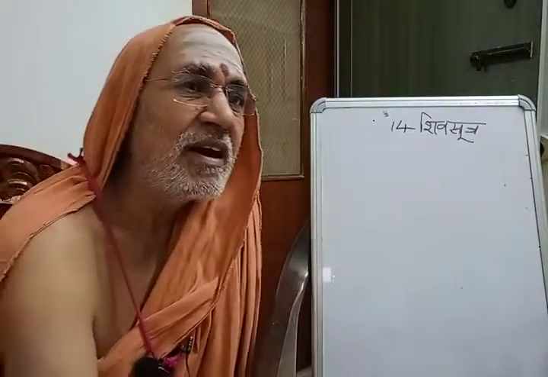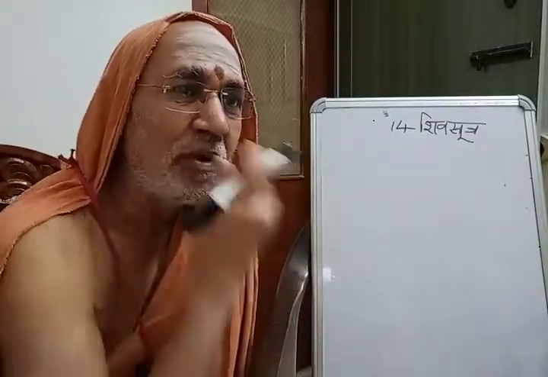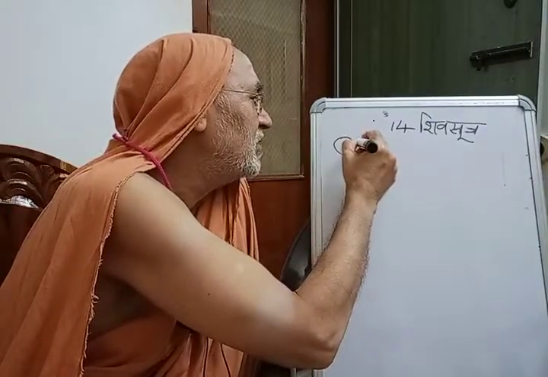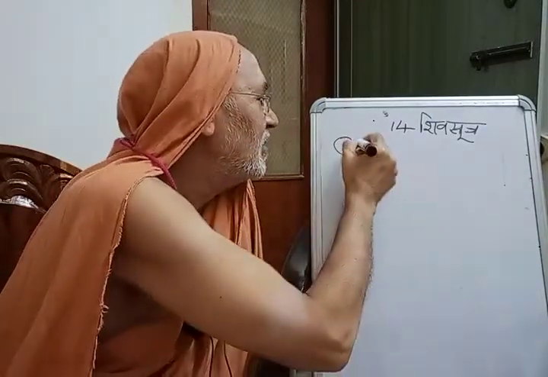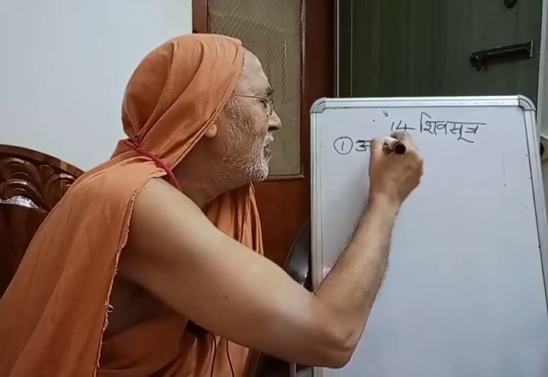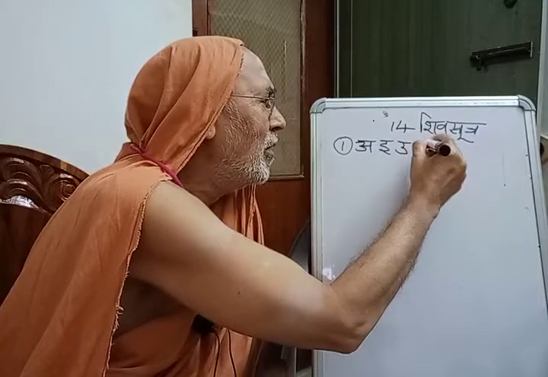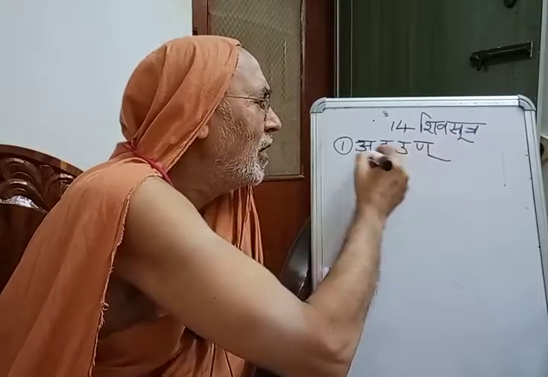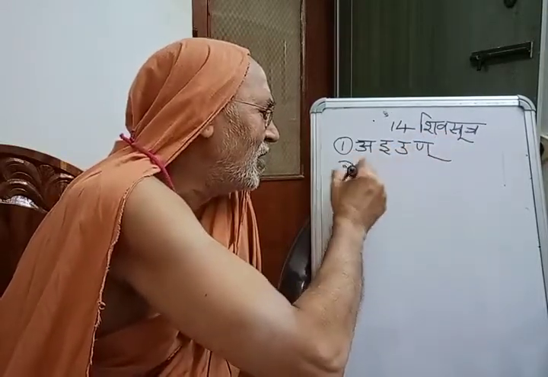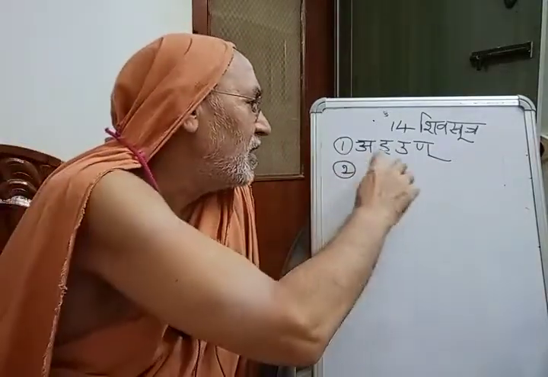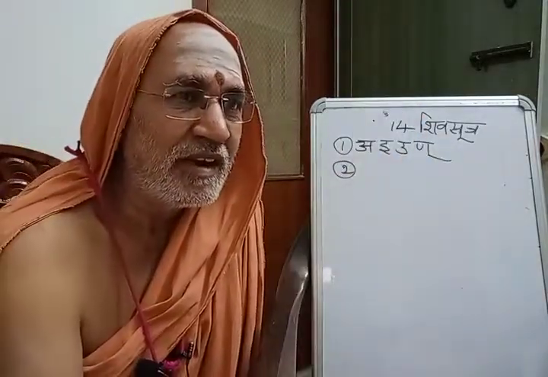First we say A, I, U. So he made them into one sutra. Shall I write here? A, I, U. This is the first sutra of the Shiva Sutras. In this A, I, U, only 3 letters are included.